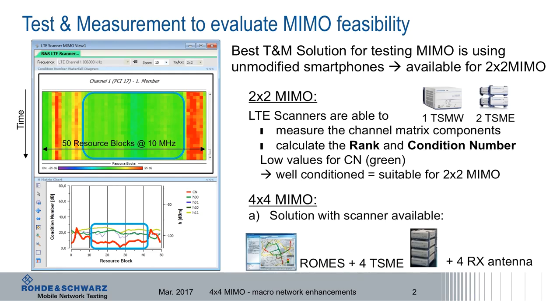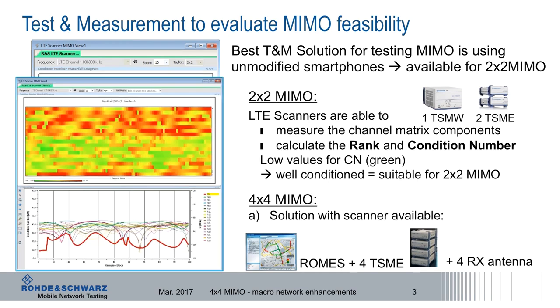Nowadays we are talking about 4x4 MIMO, and here the solution is also available. We have the ROMES software for network optimization and troubleshooting, and we have 4 scanners, 4 TSMEs in this example, and we of course need to use 4 receive antennas. In this picture for 4x4 MIMO, you see the 16 H matrix components, and you see in red color the condition number again. You see in the waterfall diagram that this 4x4 multipath environment is more critical, and in this setup the use of 4x4 MIMO would not be recommended.